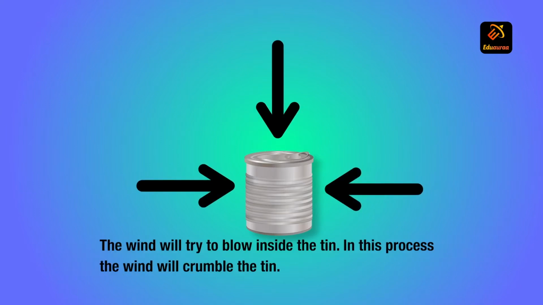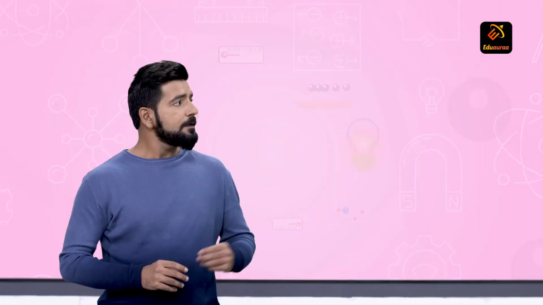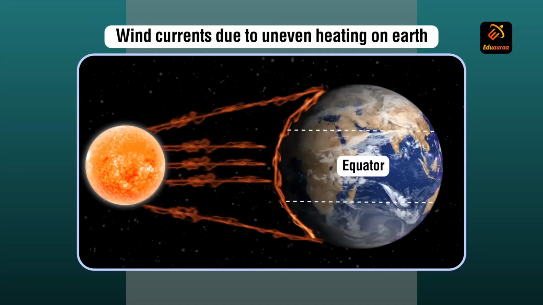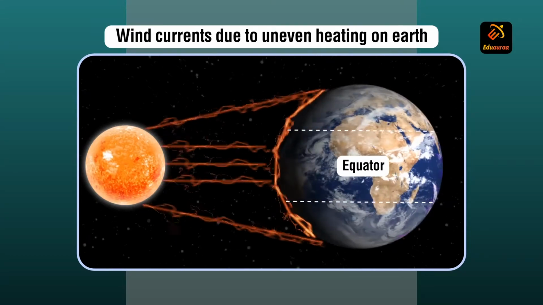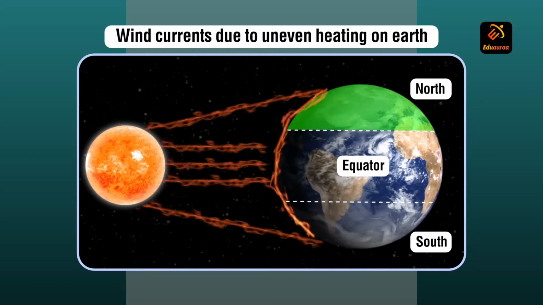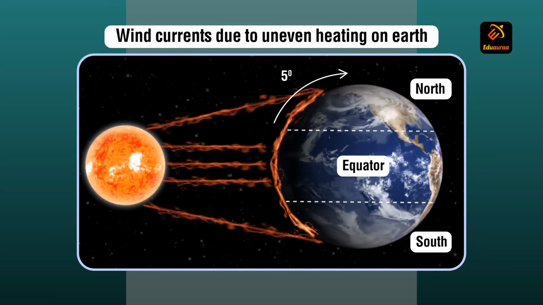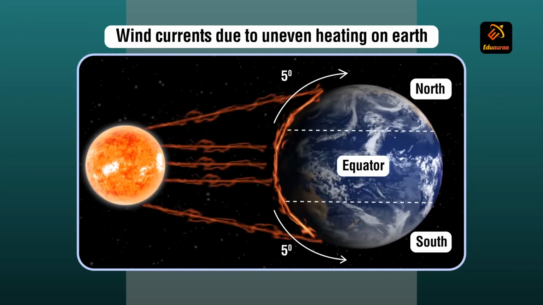This will cause the wind to try to blow into the tin, and in the process it will crumble the tin. Wind currents are generated due to uneven heating on the earth. Uneven heating between the equator and the poles. The equator divides the earth into southern and northern hemisphere. The equatorial belt extends up to 5 degrees north and 5 degrees south.